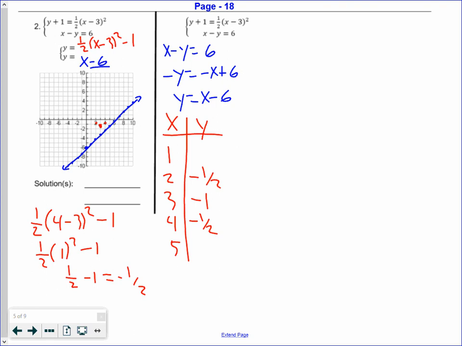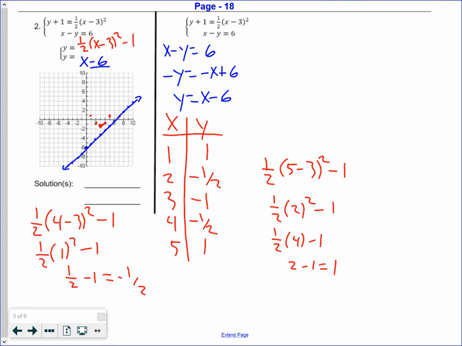Now we'll do the same thing when x equals 5. So 1/2 times (5 minus 3) all squared minus 1. 1/2 times 2 squared minus 1. That 2 squared is 4. So 2 minus 1 is just 1. So when x equals 5, y equals 1. And since 1 is the mirror of 5, when x equals 1, we'll also get 1. So we can plug those in. And we get a graph that looks something like that.